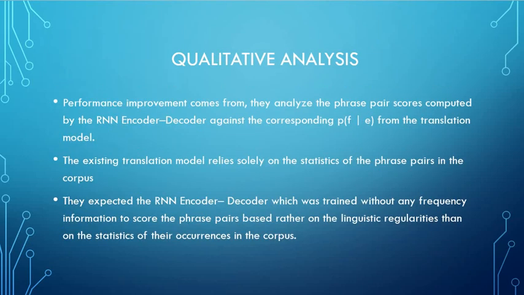The qualitative analysis shows where the performance improvement comes from, by analyzing the phrase pair scores computed by the RNN encoder-decoder against the corresponding ones from the translation model. The existing translation model relies on the statistics of the phrase pairs. They expected the RNN encoder-decoder, without any frequency information, to score the phrase pairs based on linguistic regularities.